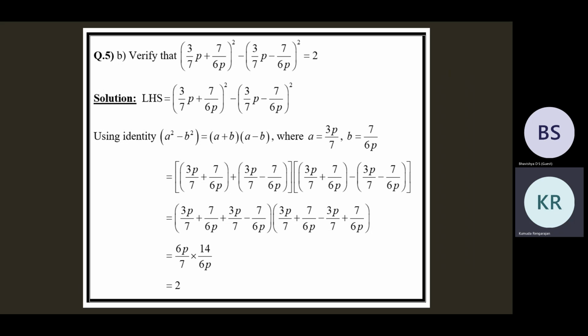This also I've worked in two ways. One using the identity a square minus b square is equal to a plus b into a minus b. That is the method which you see on the screen now.